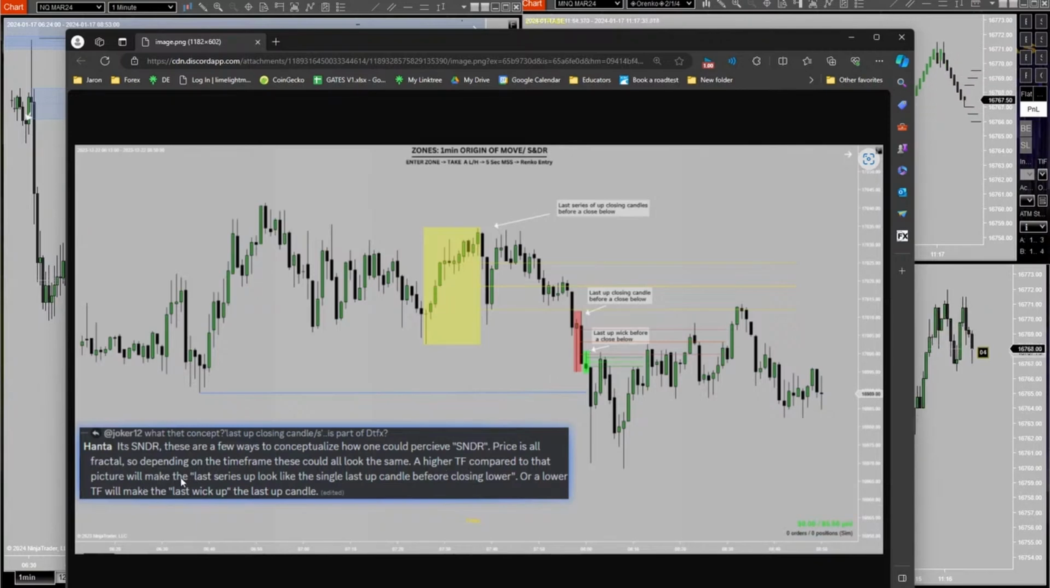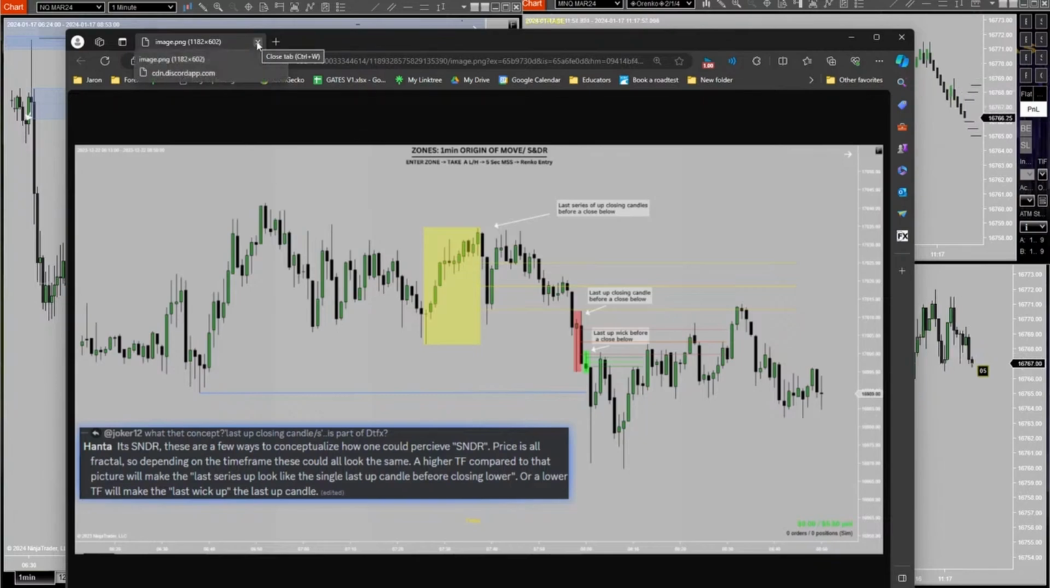Higher time frame picture, last series up could literally just look like the last up candle on a higher time frame, or a lower time frame. This last wick up, if we go on a lower time frame, is going to be a series or even last candle up. So it's all fractal, and you're going to have to determine that.